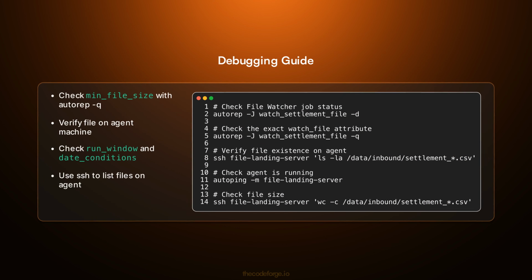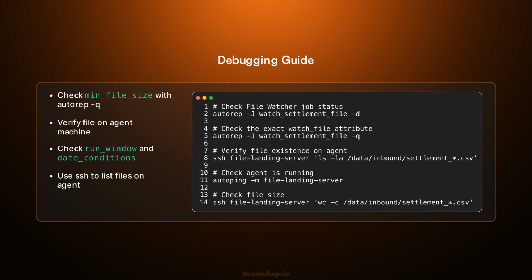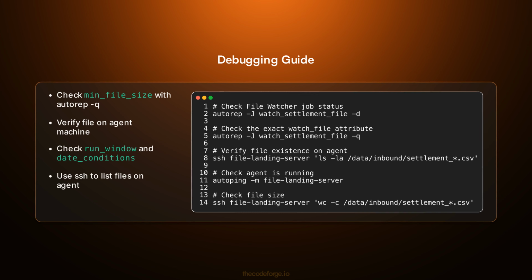When a file watcher doesn't trigger or triggers incorrectly, start with autorep -q to see the exact watch_file pattern. Then SSH to the agent machine to verify the file exists and check its size. The agent checks locally, so your workstation's view doesn't matter.